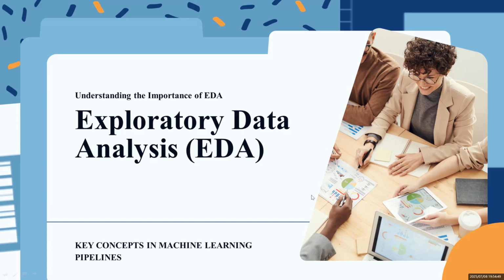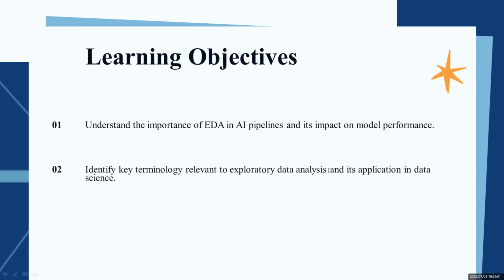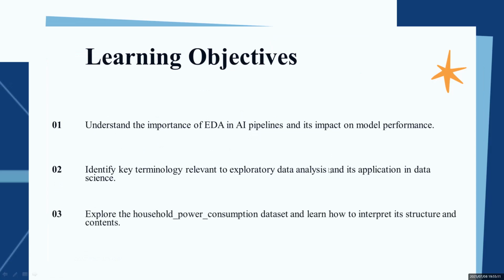First, we'll be looking at the learning outcomes. Learning outcome 1 will be understanding the importance of EDA in AI pipelines and its impact on model performance. Next is to identify the key terminologies which are relevant to EDA and its application in data science and ML. Third is to explore the data sets which we'll be using in this ML project, titled The Household Power Consumption, and learning how to interpret its structure and content.